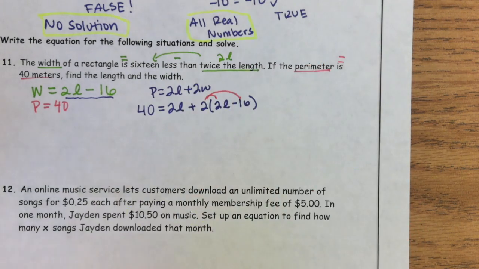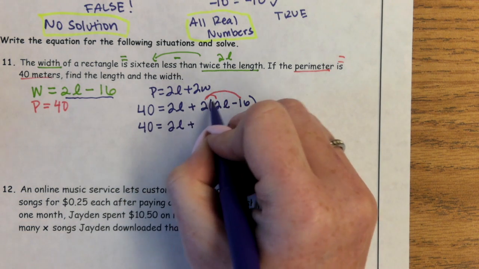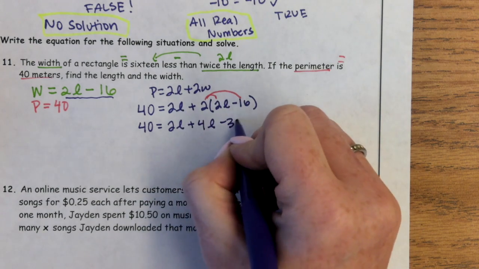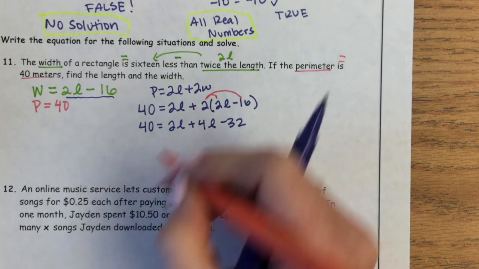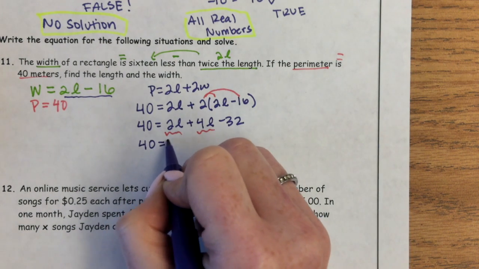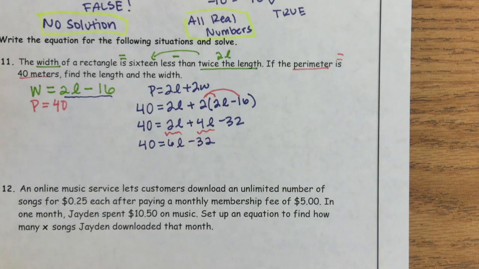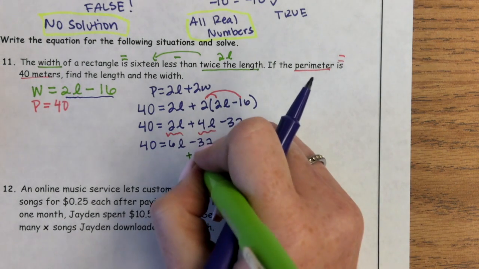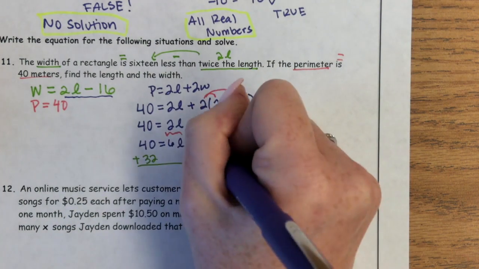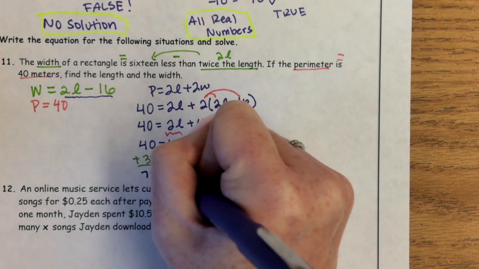Now we're going to use our equation skills and everything's the same. Distributive property: 40 equals 2L plus 2 times 2L is 4L, and 2 times negative 16 is negative 32. Then I combine like terms, the L's together, to give me 6L minus 32. Then I send my numbers to the other side, so I add 32. So 40 plus 32 gives me 72 equals 6L.